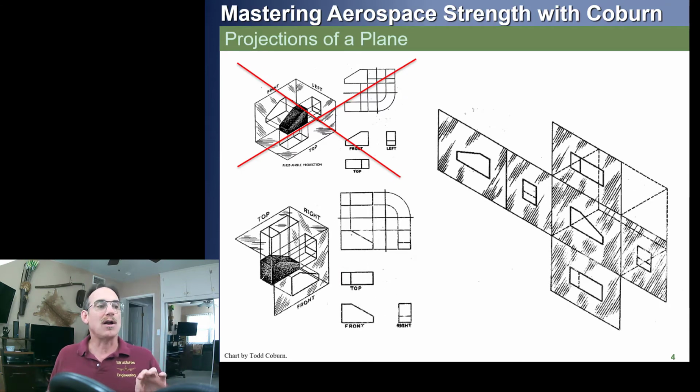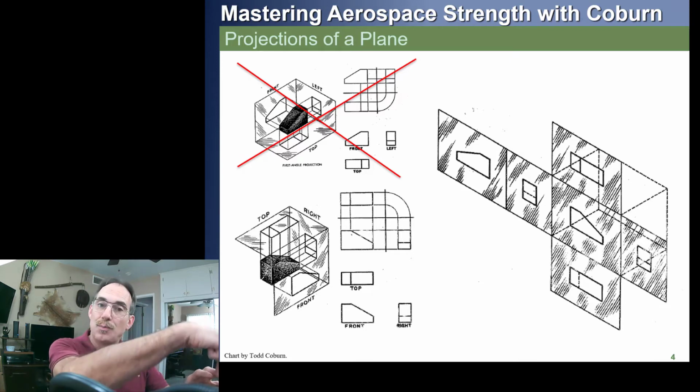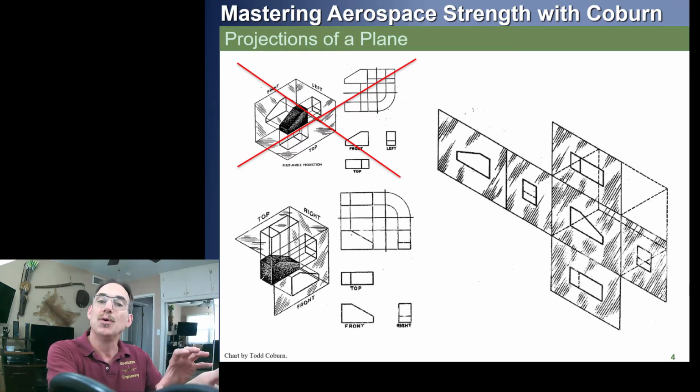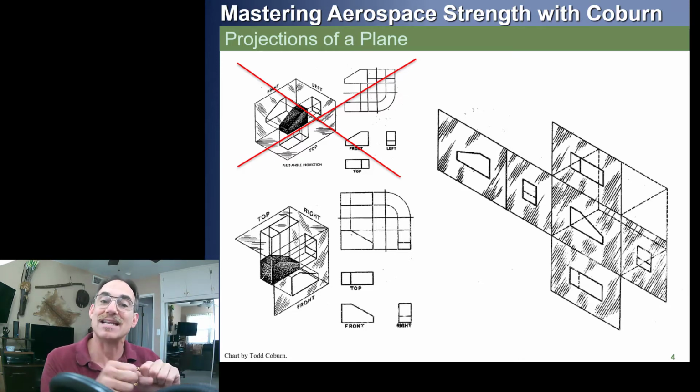Now, if we took the part from the third quadrant, that other quadrant down below, this is how the part looks, this lower left picture. And now we're looking through the projection plane at the part. That is how third angle projection works.